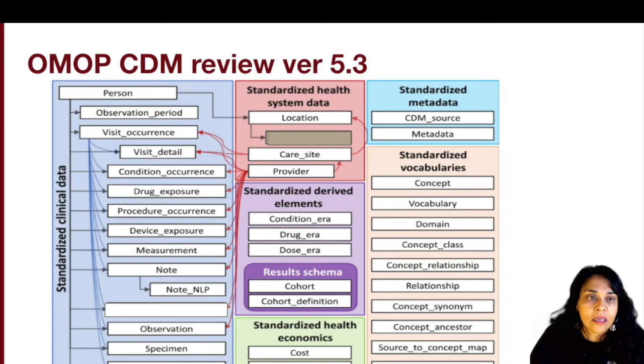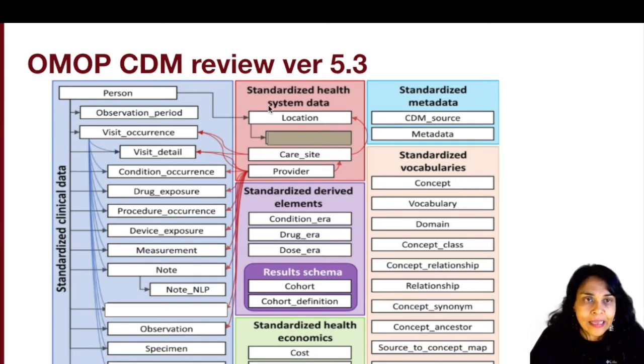So, a quick diagrammatic view of the OMOP CDM. This is just, again, a quick reminder. At Stanford, we have transformed our data into OMOP CDM version 5.3. These are the standard tables that you will see in our OMOP data. The tables in this blue box are the standardized clinical tables that contain all the information of a patient's clinical events.